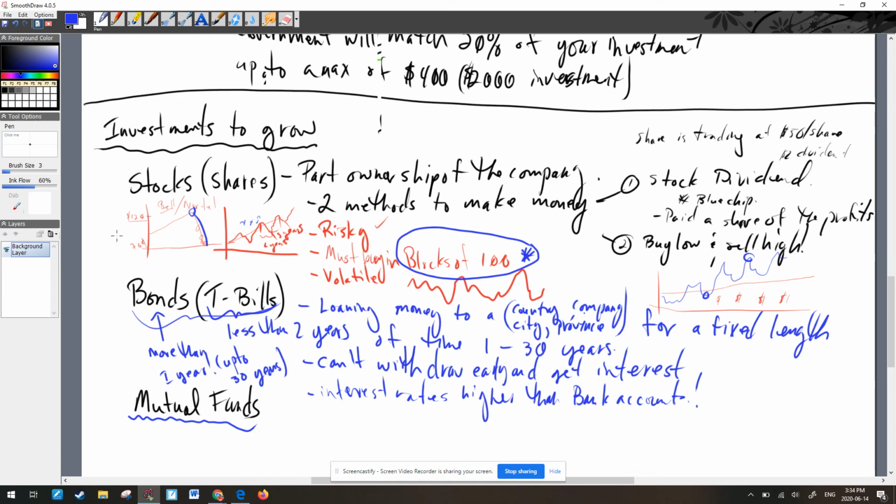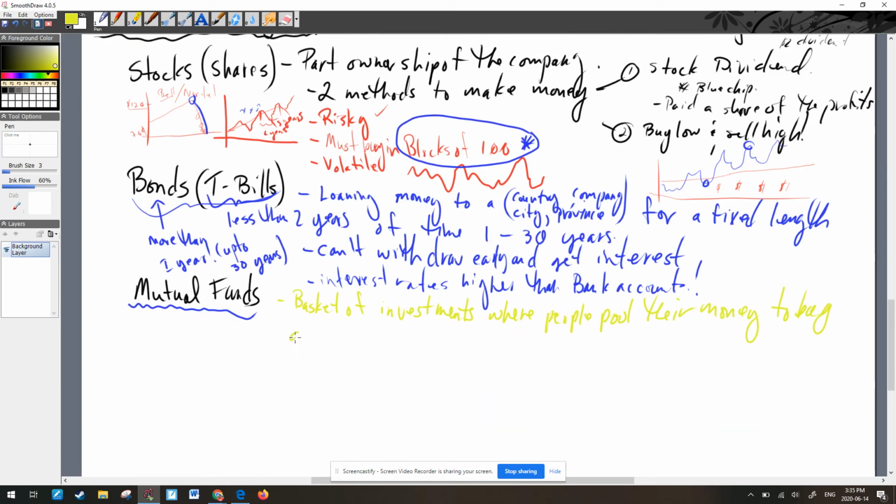Enter something now called mutual funds. So mutual funds are, I'm going to kind of give a bit of a definition here. It's a basket of investments where people pool their money to buy a diverse portfolio of investments. So the reason it's called a mutual fund is because you are investing mutually with other people.